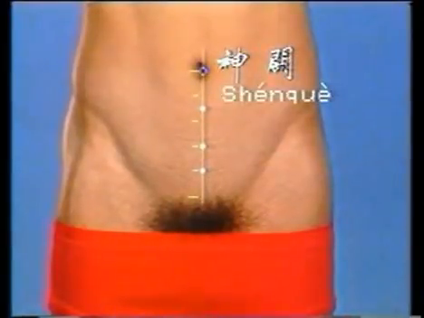Shenque, Ren 8. In the center of the umbilicus. Indications: abdominal pain, diarrhea, constipation, edema, flaccid type of windstroke, hemorrhoids, urticaria. Puncture is contraindicated. Apply 3 to 5 moxicones or 10 to 30 minutes moxibustion.